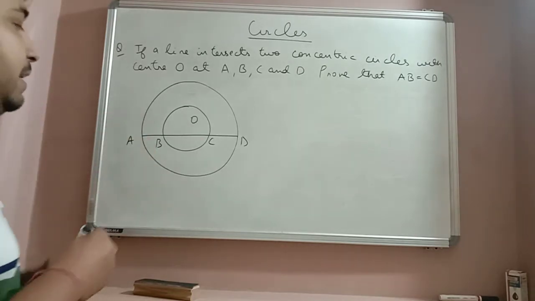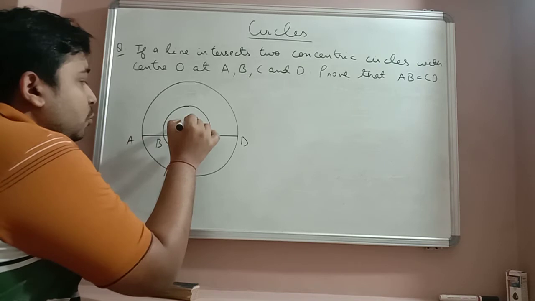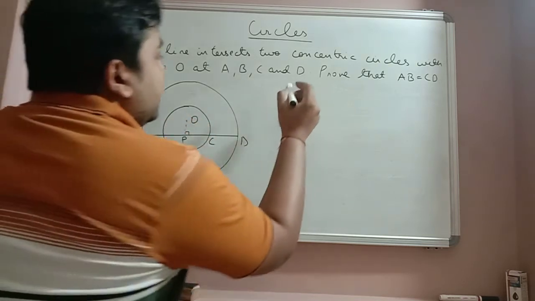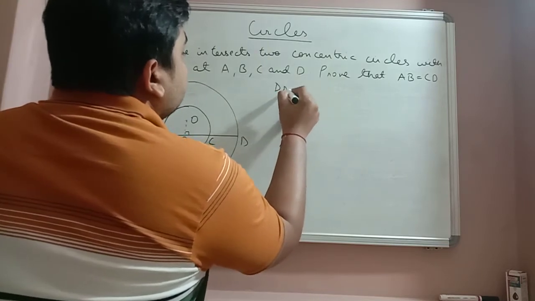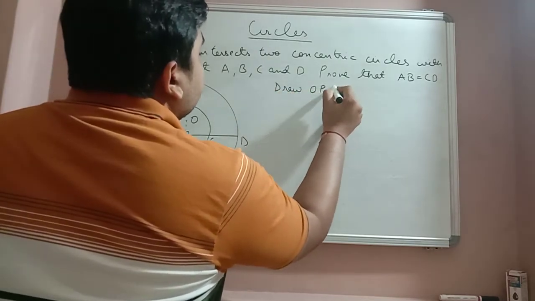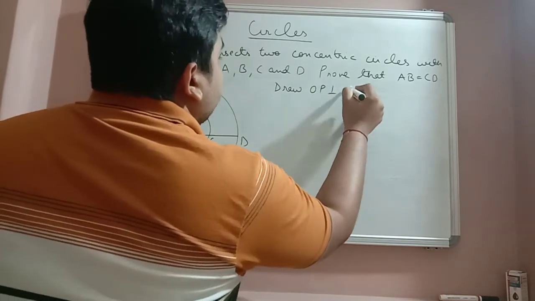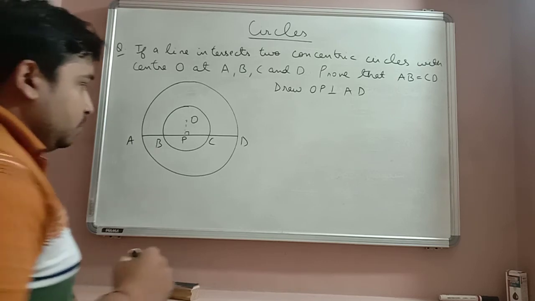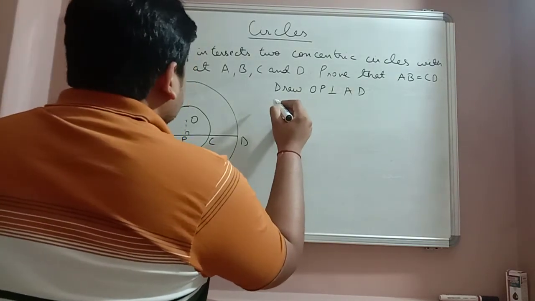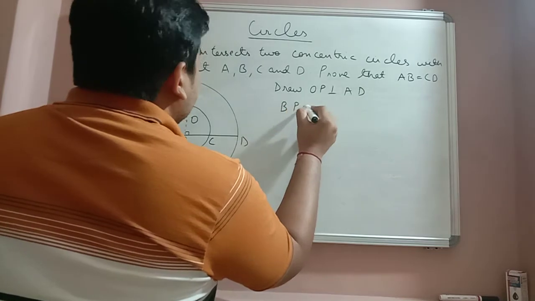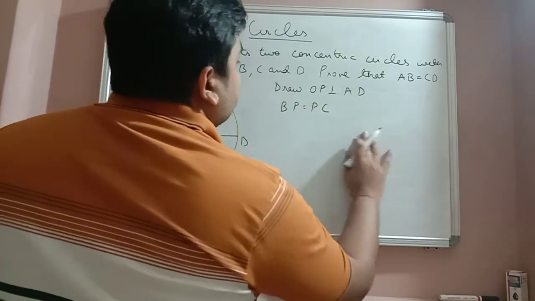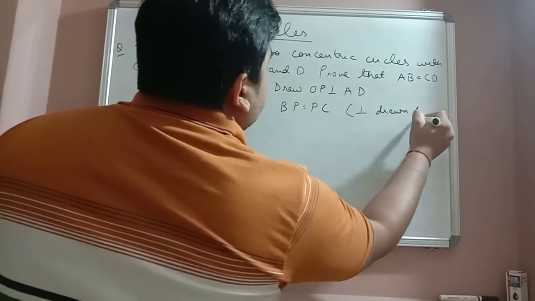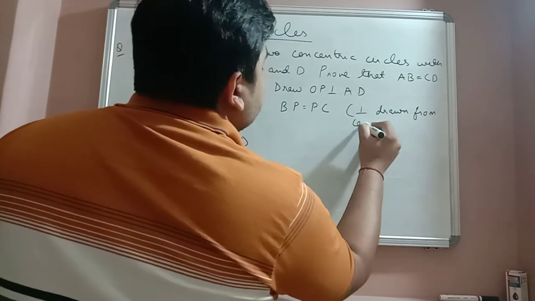Now in this particular question there is a construction. Let us draw a perpendicular from the center to the given chord. So let's say we draw OP perpendicular to AD. Now we can simply state that BP is equal to PC because perpendicular drawn from the center to a chord bisects the chord.